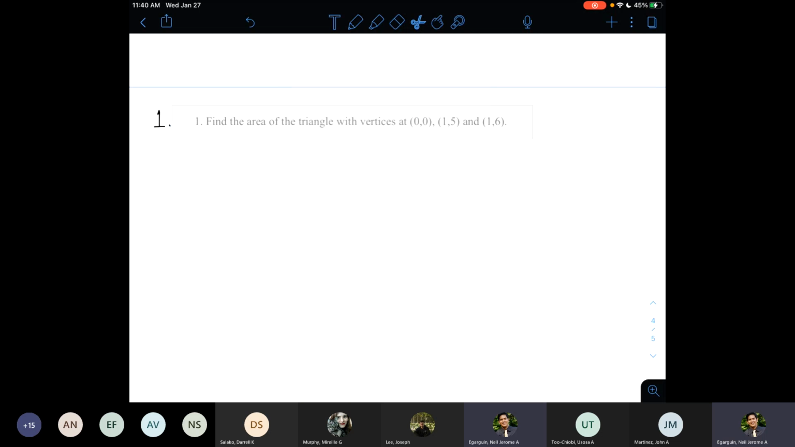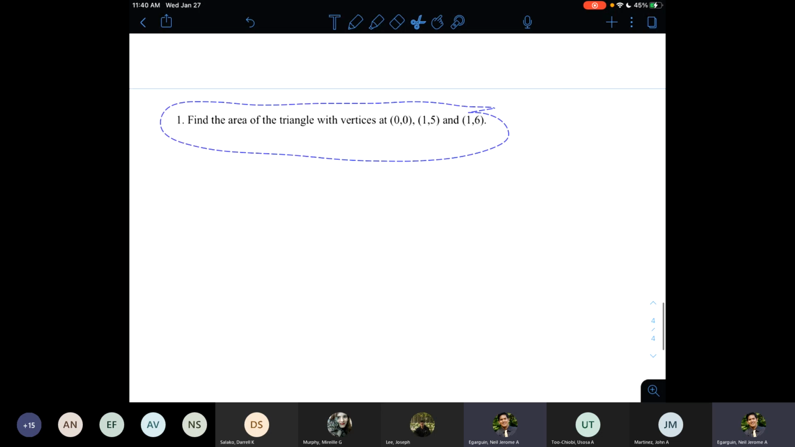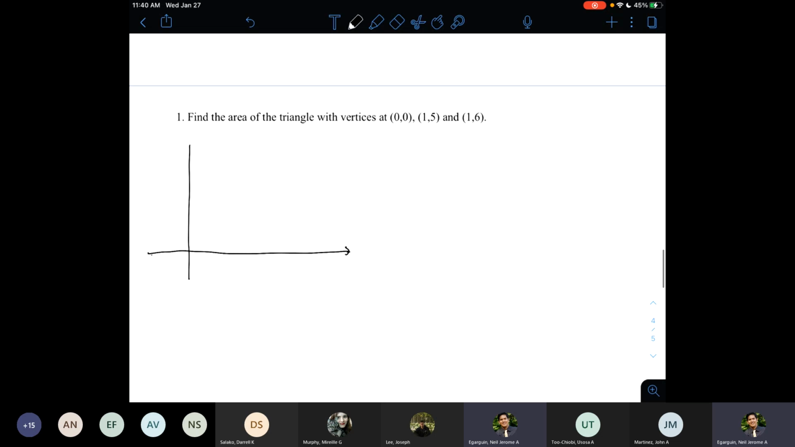Right, so here we need to find the area of the triangle with vertices at (0, 0), (1, 5), and (1, 6). Of course, you can use your knowledge about geometry to compute the area, but I'll use calculus to do this. First I need to have a sort of a general picture of how the triangle looks like so I can identify what are the functions involved.